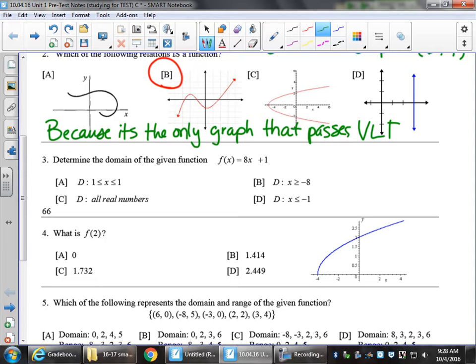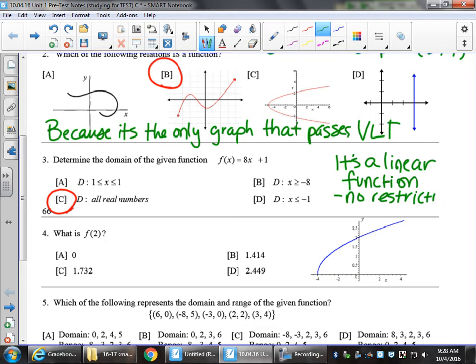Number 3, determine the domain. Who's got the domain? She thinks C. Is she right? Why is she right? Nice job. It's a linear function. No restriction. So the question was, is mx plus b automatically linear? Yes. As soon as you see the highest power of x is 1, x to the first, we just don't write the 1, it's linear.